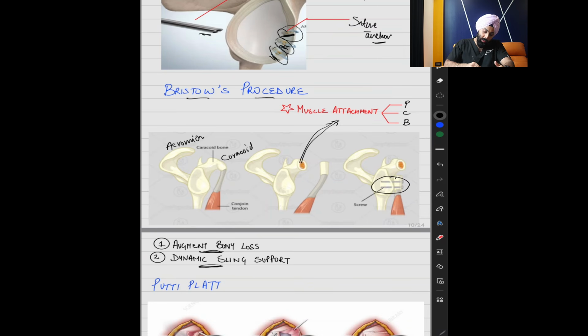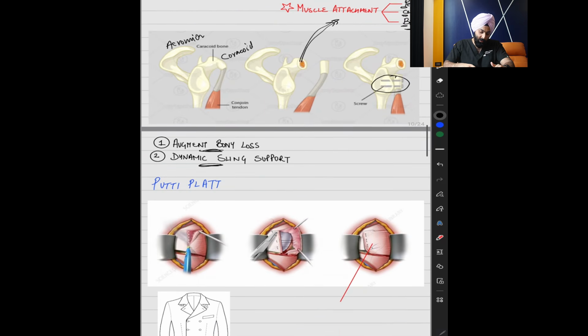So side question is, what are the muscle attachments over the coracoid process? So it can be remembered by this mnemonic PCB. This is physics, chemistry, biology हमने याद किया था. So PCB, so P से we have pec minor, C से we have coracobrachialis, and B से हमारे पास है biceps. So PCB, mnemonic for attachment of muscles over the coracoid process.